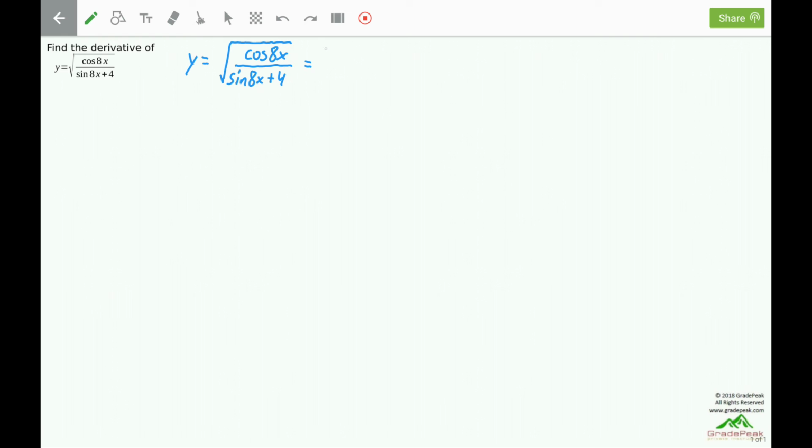But before we do any of that, let's rewrite the square root as the entire inside expression, which is a quotient, to the 1/2 power. We can see that the 1/2 power is the outermost function, so the derivative y prime or dy dx will be, starting with the power rule, bring the power down, 1/2, leave the inside alone, cosine of 8x divided by the sine of 8x plus 4.